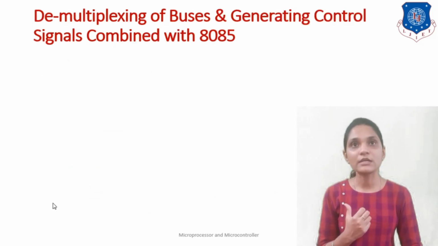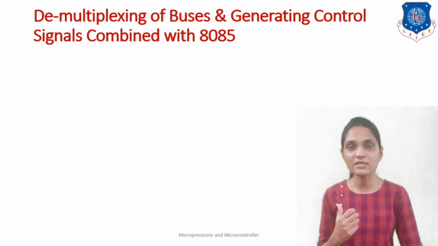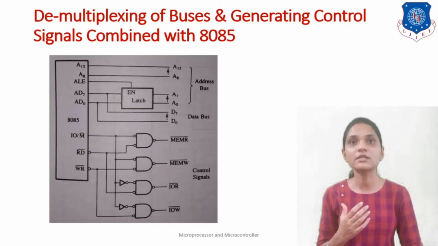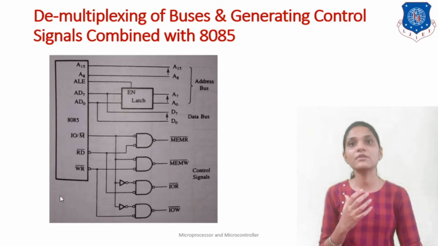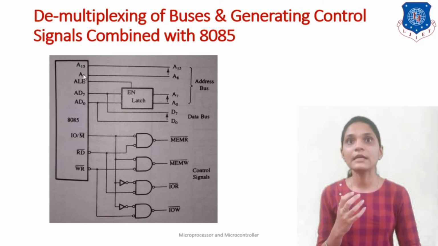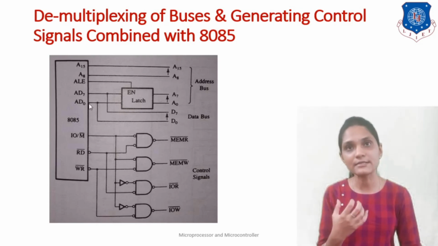Now let me combine both of these, that is the demultiplexing of the bus that we have seen in the last session, and this generation of the control signal. Then your whole circuitry can be given like this. This is your 8085 microprocessor. This is your address bus like AD0 to AD7, that is the combined address and data bus. A8 to A15 is the higher order address bus. The ALE pin is used to demultiplex the address and data bus.